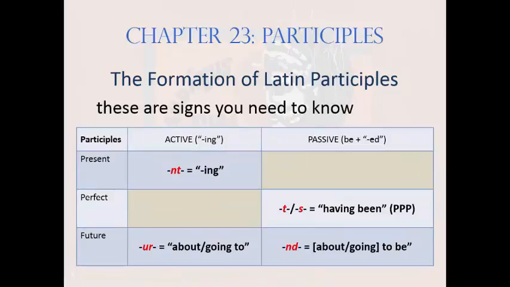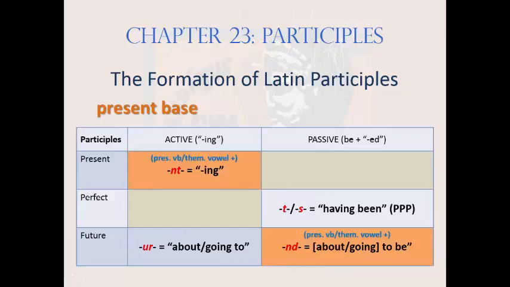These four markers, participle signs you might call them: -nt, present active, equals -ing. -t-, perfect passive, equals having been. -tur- or -sur-, future active, equals about to or going to. And -nd-, future passive, equals about to be or going to be.